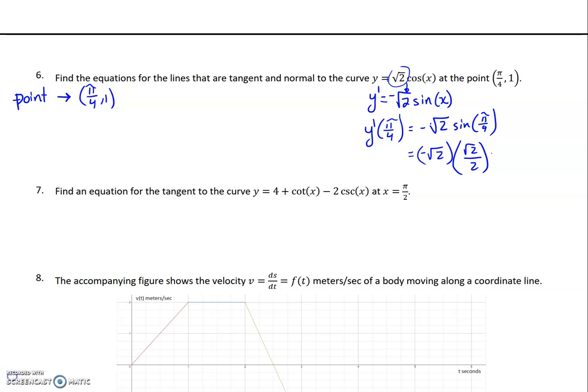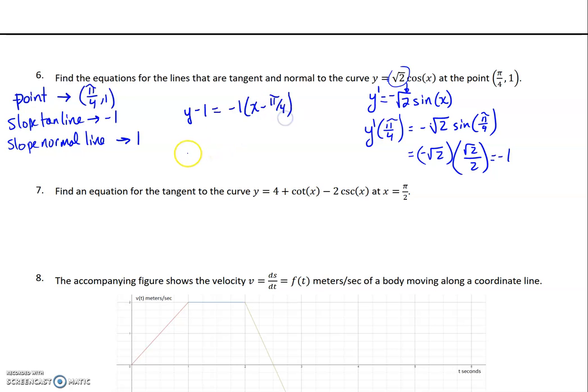All right, so that's my slope of the tangent line, negative 1. And that means the slope of the normal line is going to be the negative reciprocal. So the negative reciprocal of negative 1 is just 1. And now it's just a matter of writing our equations here. This is going to be y minus 1 equals negative 1 times x minus pi over 4. And my other one's going to be y minus 1 equals 1 times x minus pi over 4.